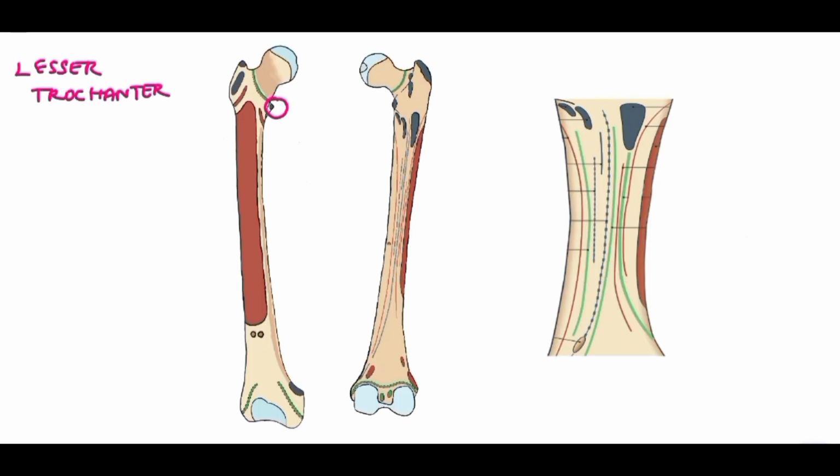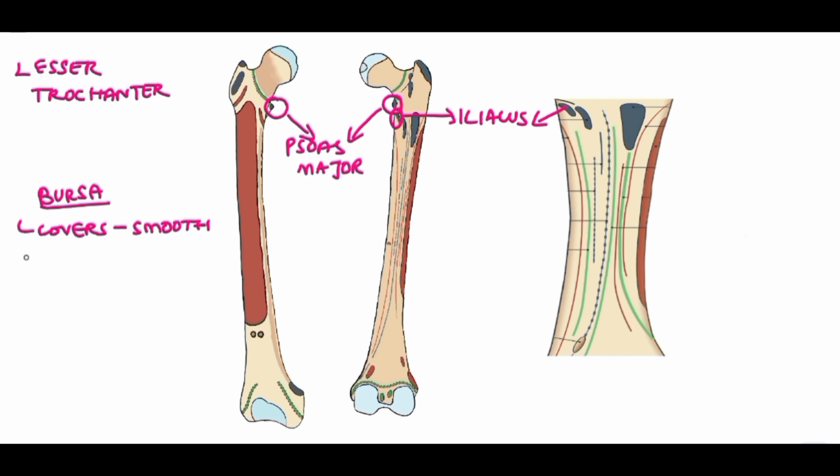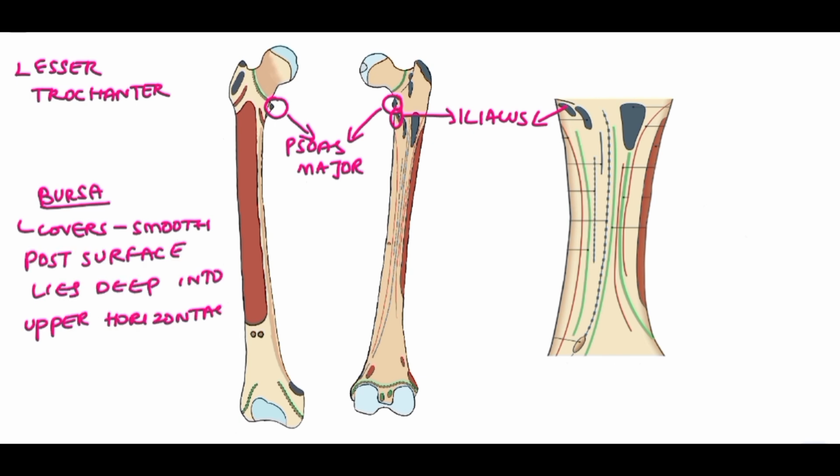Lesser trochanter. Psoas major is the first muscle, inserted in the apex and medial part of the rough anterior surface. Iliacus is inserted in the anterior surface of the base of the trochanter and on the area below it. Bursa covers a smooth posterior surface, lies deep to the upper horizontal fibers of adductor magnus.